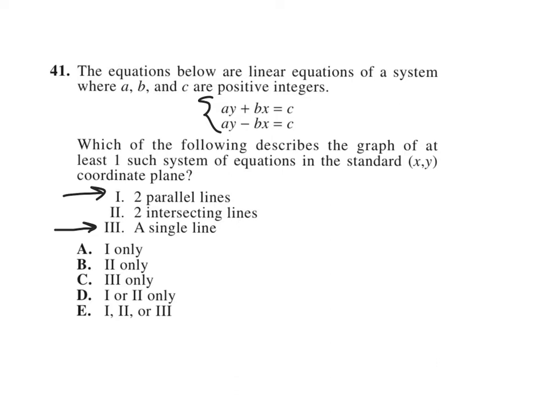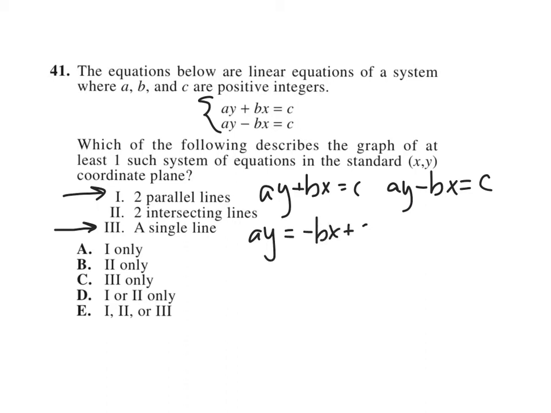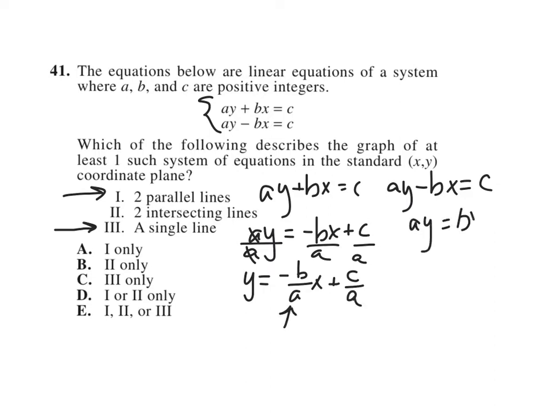So I'm going to solve both of these equations for y. So I have ay plus bx equals c, and the other one is ay minus bx equals c. Don't freak out. You know how to solve for y. Get y by itself, so I'm going to subtract bx. So I have negative bx plus c, and then I'm going to get rid of a. So I'm going to divide. I have to get rid of a over here, and what I do to one side, I have to do to the other side. So negative b over a x plus c over a. Don't freak out. Here's the slope. And then here I have y equals, I'm going to add bx to both sides.